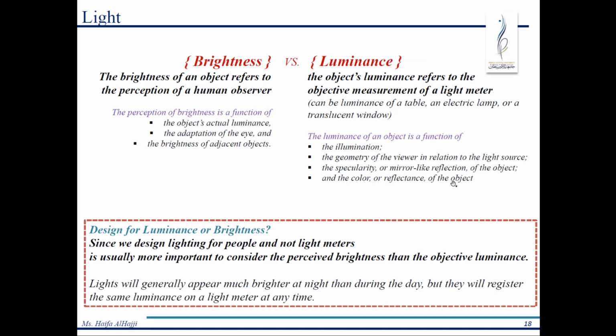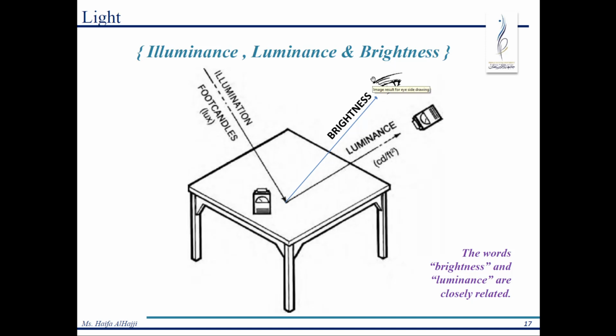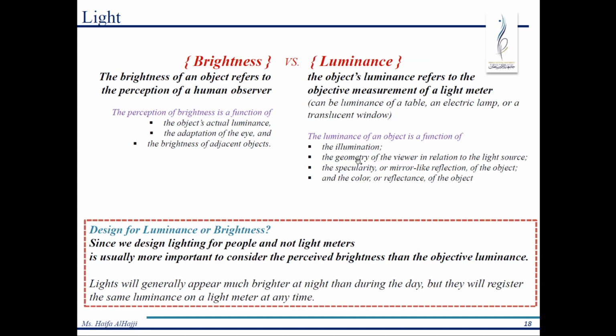As we can see here, we have the difference between brightness and luminance. The main difference is that brightness refers to the perception of the human observer. As I said earlier, it's much related to how my eye perceives the luminance reflection. And luminance is the objective measurement of the light meter. So it's the actual amount of light being reflected off. As we said earlier, brightness relies on luminance and other factors. It relies on the object's actual luminance.